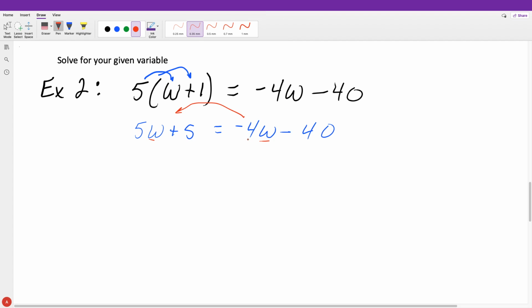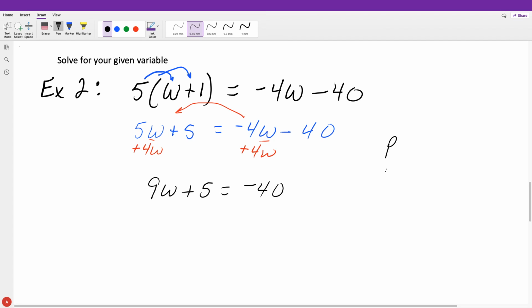All right, so to move a negative 4w, well, the inverse operation of minus 4w is adding 4w to both sides. Remember, that is minus 4w there. So 5w plus 4w is going to give me 9w. So now I have 9w plus 5 is equal to negative 40. Don't forget that this is minus 40.